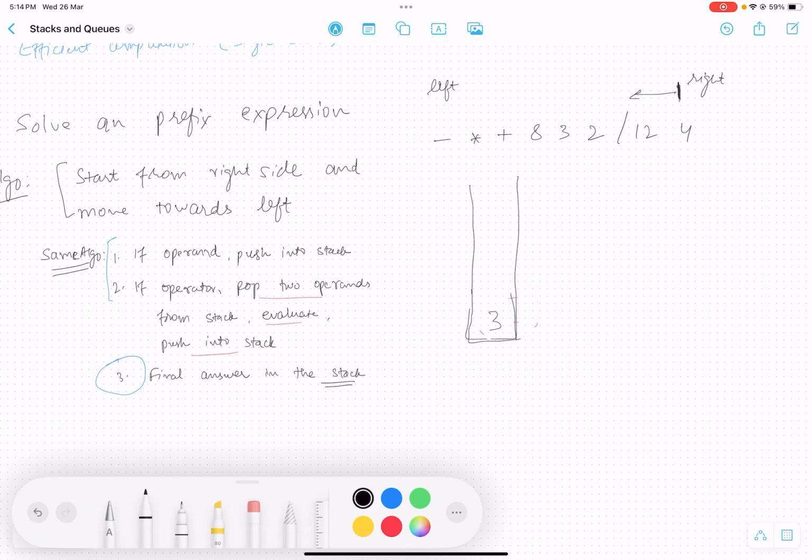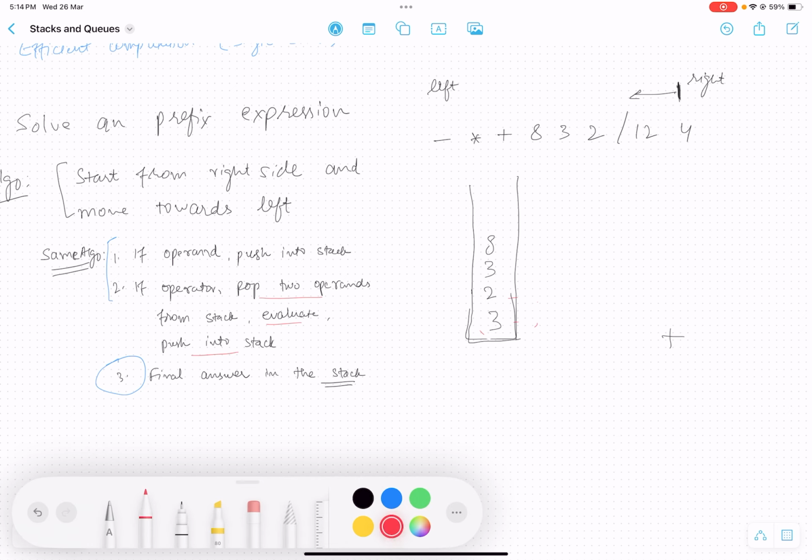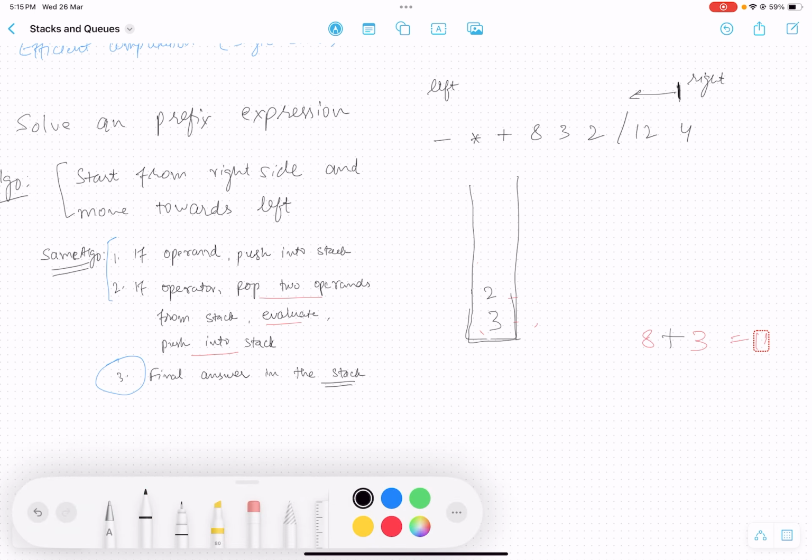Now next is 2, push it, then 3, push, 8, push. Going very simple. Then we got a plus operator. So what we will do is we will pop two elements, 8 and 3, and the result will be 11. So we will remove these and put the result 11 back.